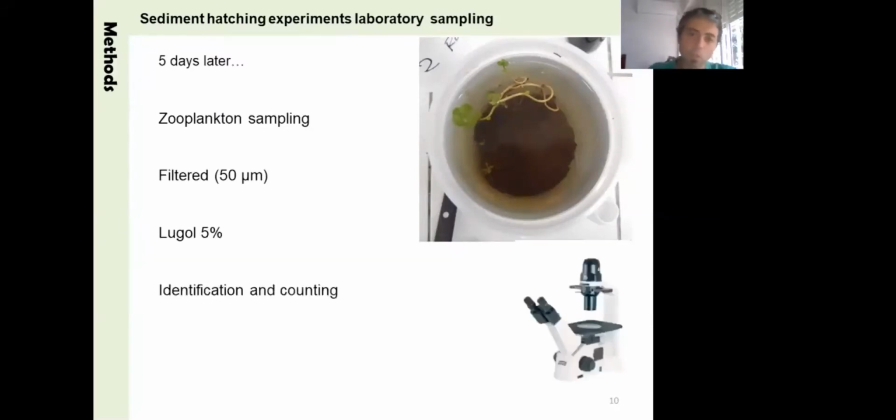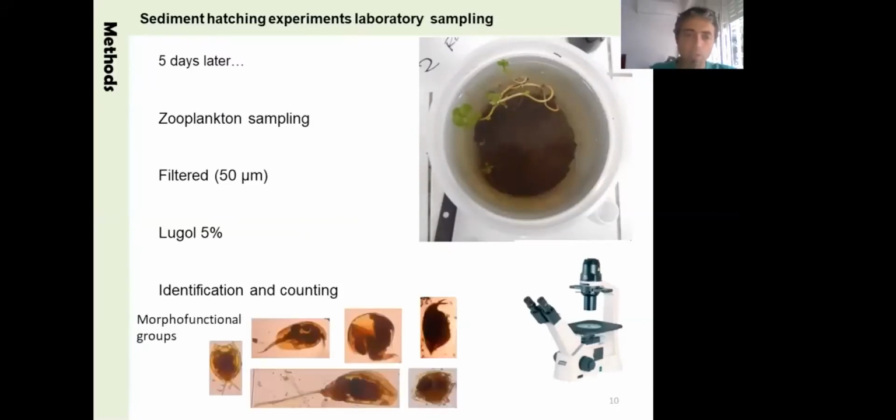We fix it using Lugol, and then we did the identification and counting using a binocular microscope, and we use a morphofunctional group approach for the analysis of the data. We include 7 morphofunctional groups: rotifers, nauplius, Cladocera, pelagic Cladocera, cyclopoid copepods, calanoid copepods, and ostracods.